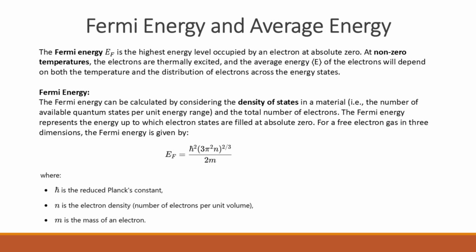Fermi energy is the highest energy level occupied by an electron at absolute zero temperature. At non-zero temperatures, electrons can be thermally excited to higher energy levels, and the average energy of electrons depends on both temperature and electron distribution across these energy states. The Fermi energy can be calculated using the density of states and the total number of electrons. For a free electron gas in 3 dimensions, it is given by the formula: Fermi energy is proportional to the electron density raised to the power of 2/3.